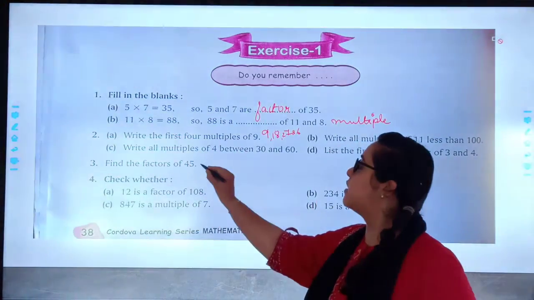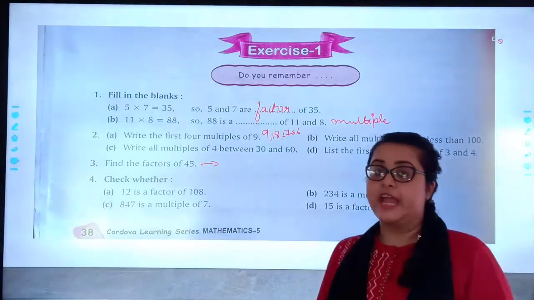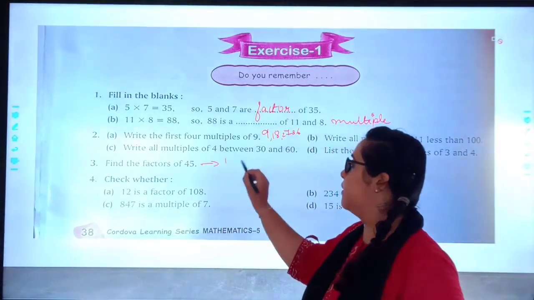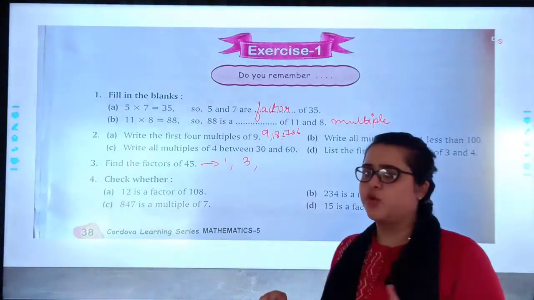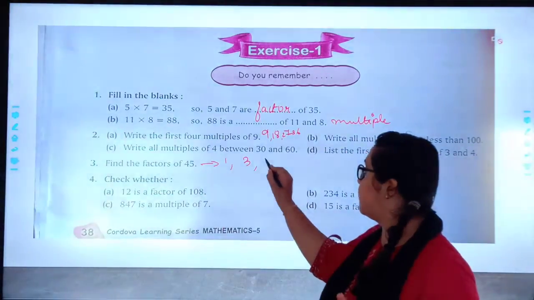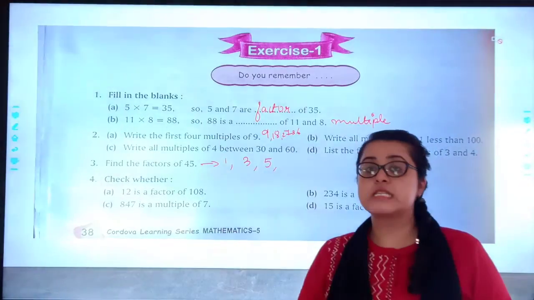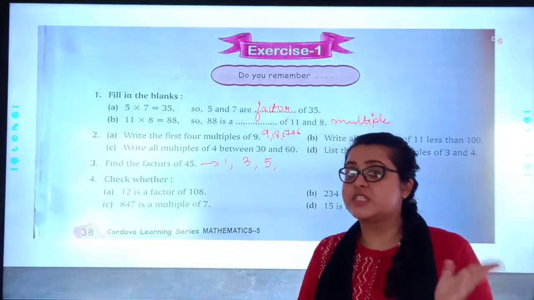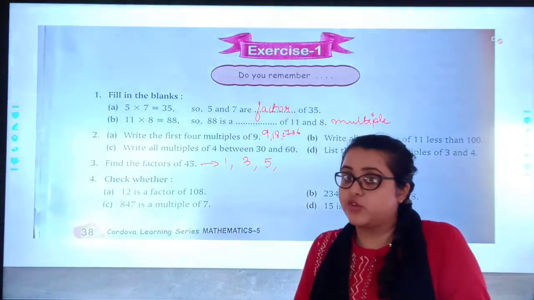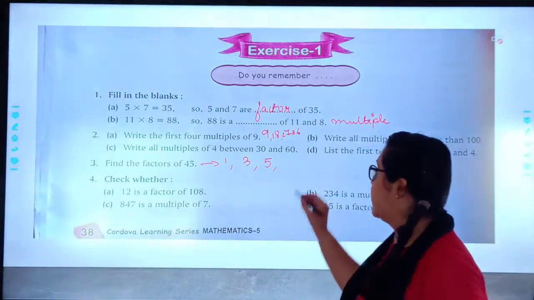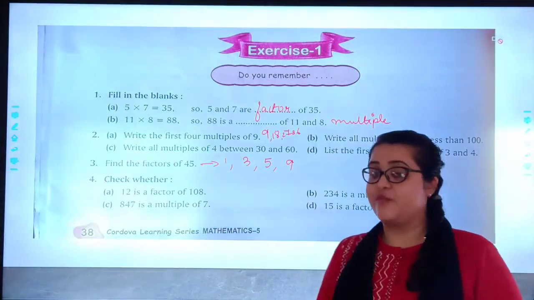Find the factors of 45. That means, in which tables does 45 go? Does it go in 2, 3, 4? No, we will get a remainder. 5, 6, 7: 7 sixes are 42, 7 sevens are 49, 45 does not go. 8, 9, yes, 9 fives are 45.